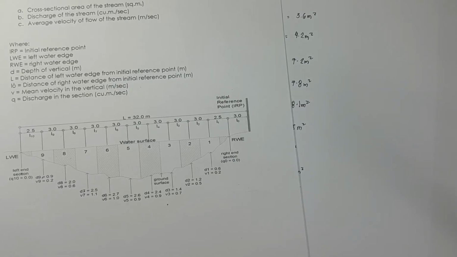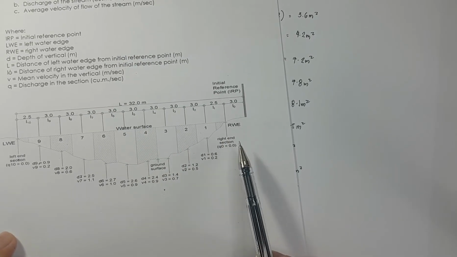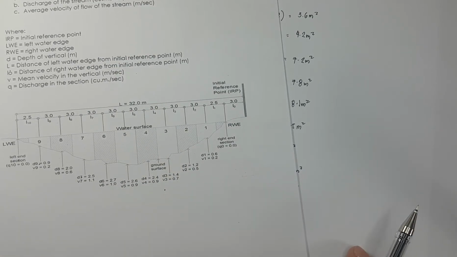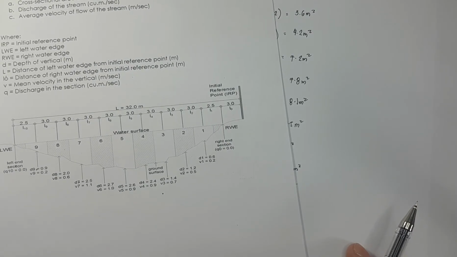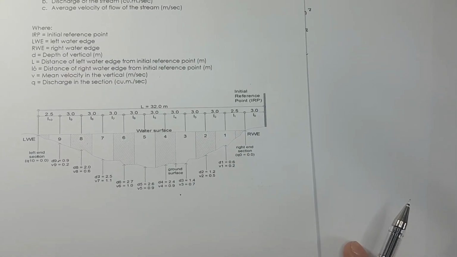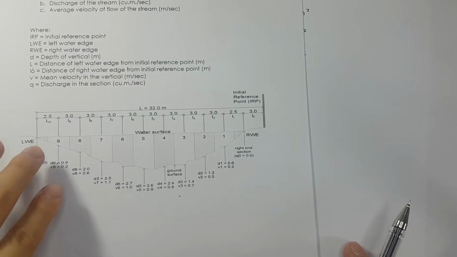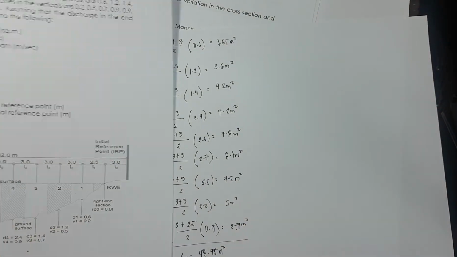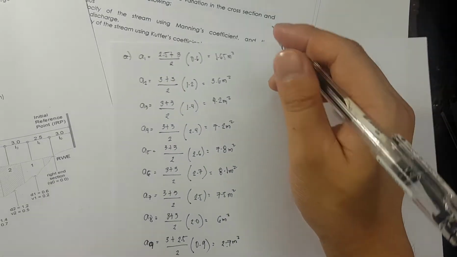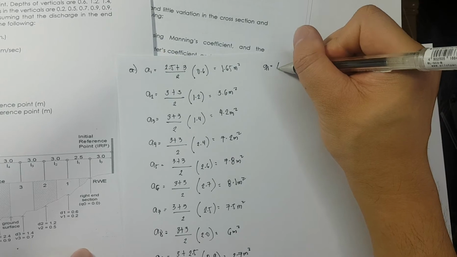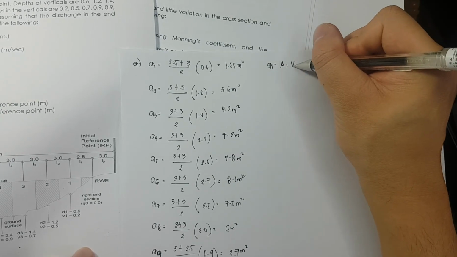Okay? The next thing that we need to do is to determine the velocity on each of these sections. So, we have a different velocity on each of the sections. Therefore, our discharge is also different. The area is different, the velocity is different. Therefore, the discharge would not be the same. So we need to solve for the discharge of each section. Let's say we have here Q1. Q1 is equivalent to area 1 times V1.